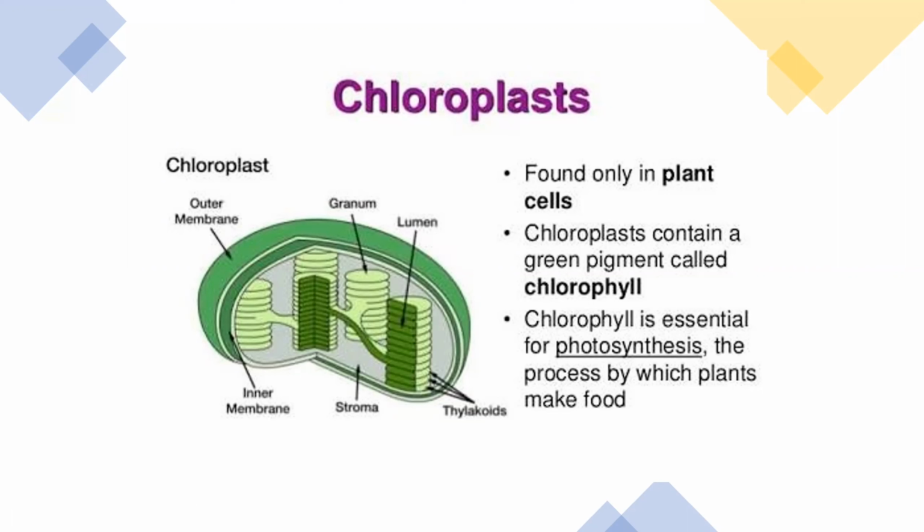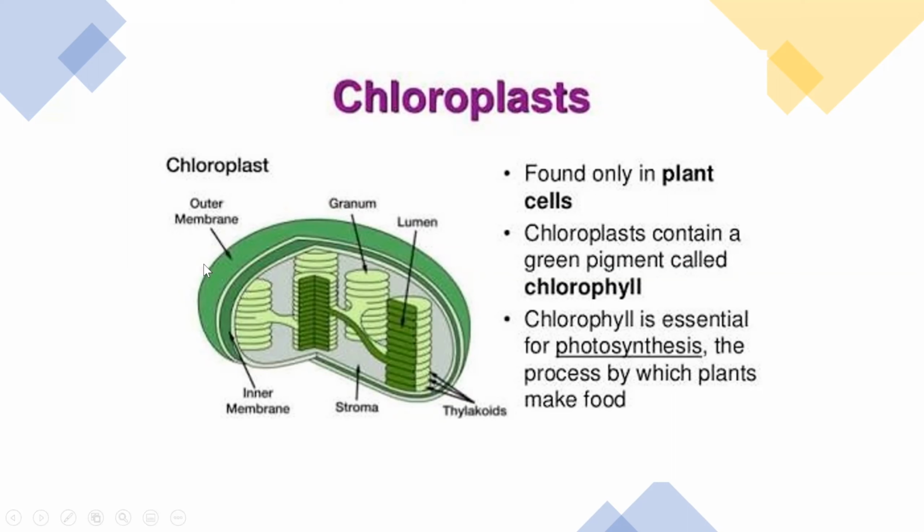Chloroplasts are plant cell organelles that convert light energy into stable chemical energy through the process which is known as photosynthesis. They are found only in plant cells, and chloroplasts contain a green pigment called chlorophyll. Chlorophyll is essential for photosynthesis, the process by which plants make food. So that is all the basic information about the chloroplast.